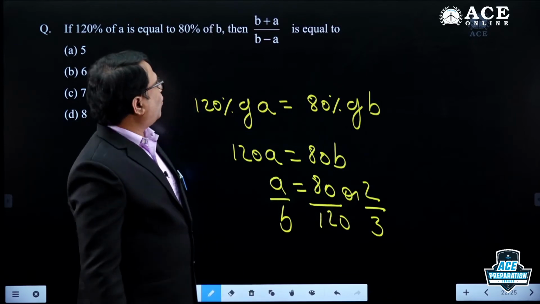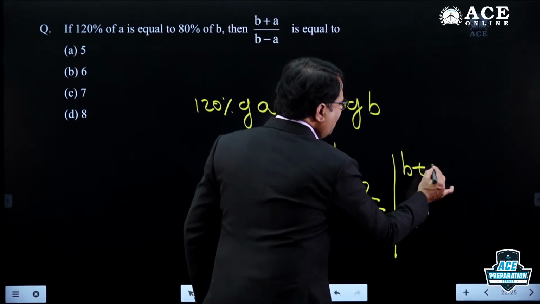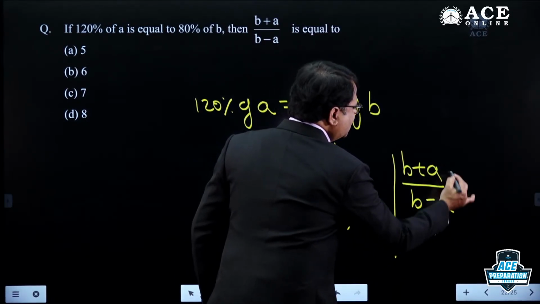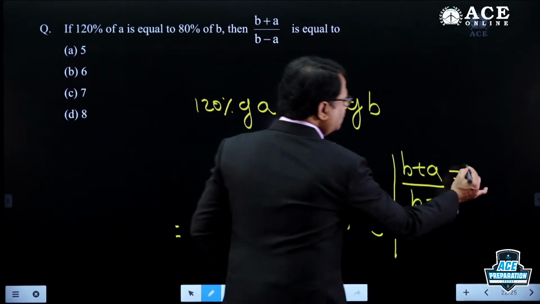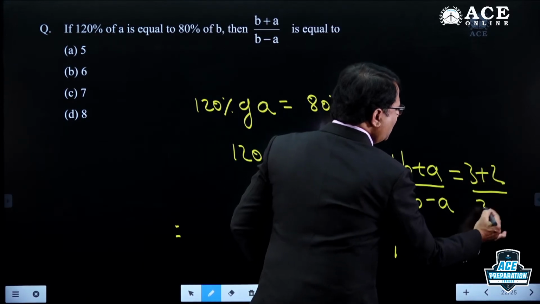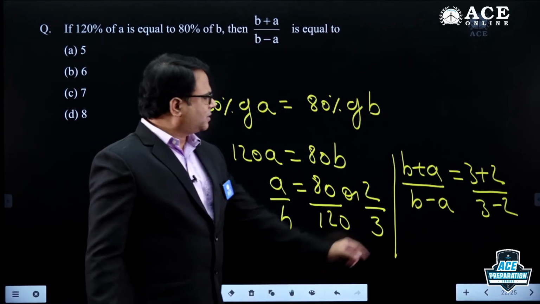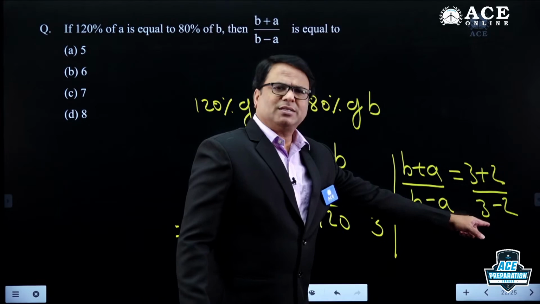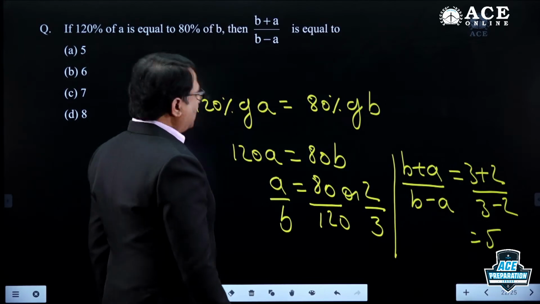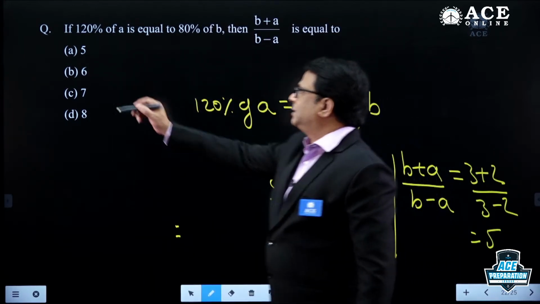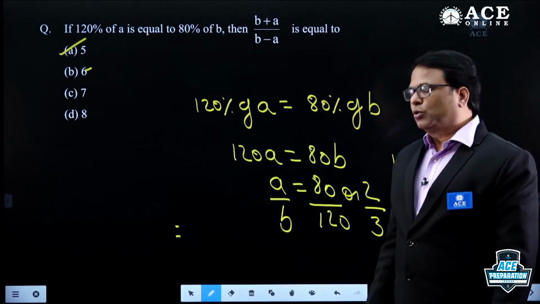That is the question. Now what is the question? Then (B plus A) by (B minus A) is equal to how much? That is the question. So B plus A means you can take 3 plus 2. By B minus A means you can take 3 minus 2. So this is 5 and this is 1. So 5 by 1. So I can say (B plus A) by (B minus A) is equal to 5. So I can take this answer as 5. Come on, let us look into the next question.